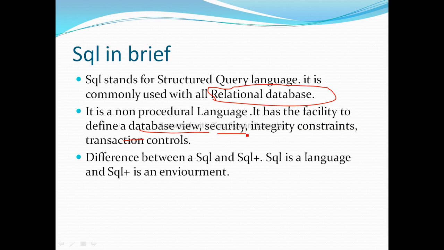We can provide security to a table. Integrity constraints: primary key and foreign key are called integrity constraints. Why do we apply integrity constraints to a table? To apply unique characteristics or features to a table, we apply integrity constraints. Transaction control, TCL, I have just explained. Difference between SQL and SQL*Plus: there is SQL*Plus also. SQL is a language and SQL*Plus is an environment.